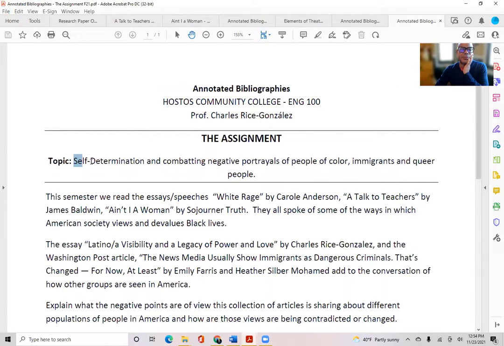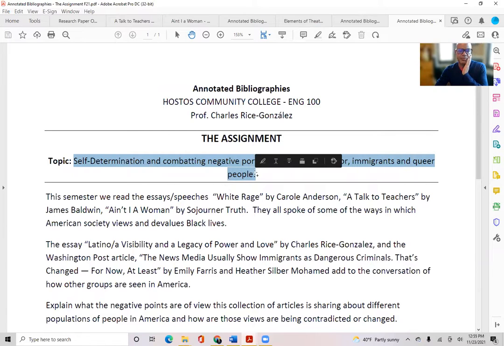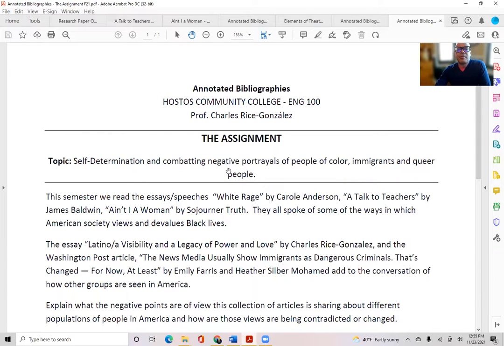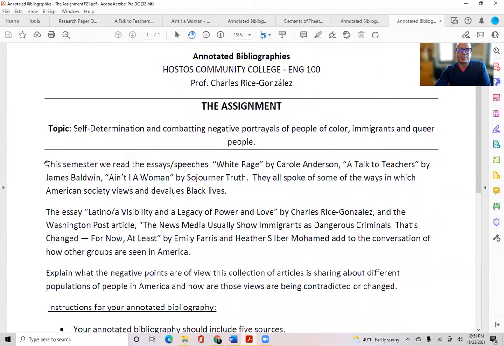The topic, right? If you were writing the paper, you'd be writing this paper, but you're not. You're really just doing the annotated bibliography. Like self-determination and combating negative portrayals of people of color, immigrants, and queer people. That's the topic. We talked about self-determination, like you're saying who you are, not having somebody else define you, and combating negative portrayals of people of color. I could change this to BIPOC because people use that, but people still use people of color, immigrants and queer people, right? So the explanation.